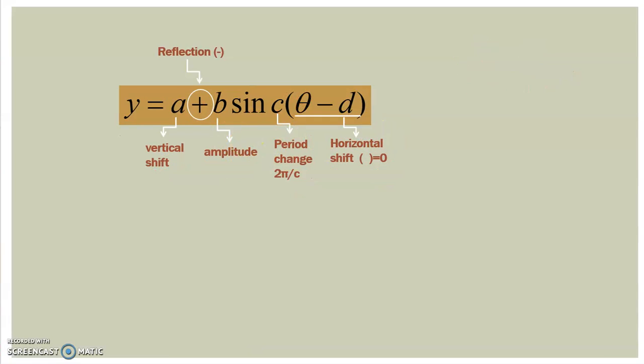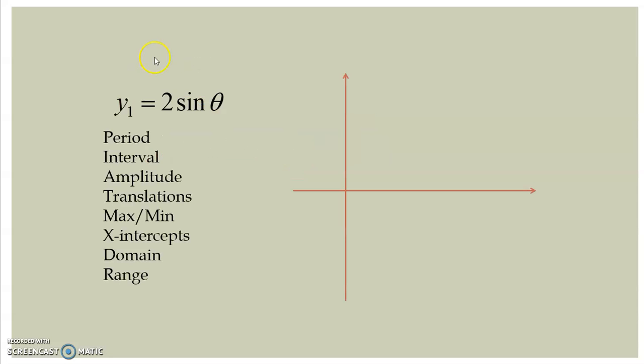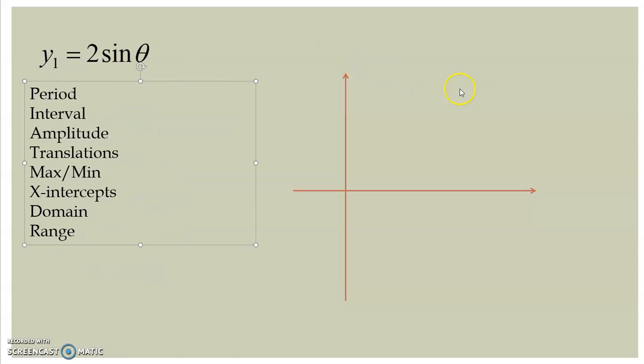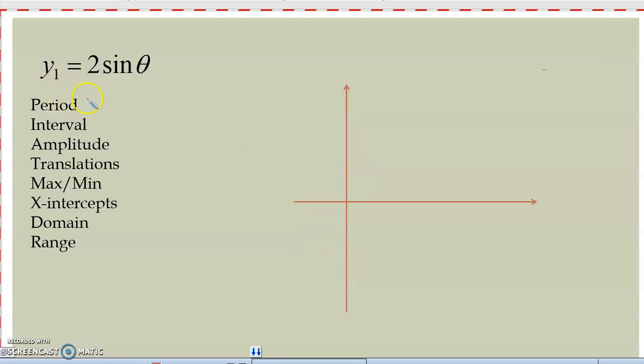So let's look at an example, okay? So here is y equals 2 sine theta, all right? Our period is 2 pi for this graph. We're not changing the period today. Our interval, we're going to take the period and we're going to divide it into 4 parts. So our interval is pi over 2.